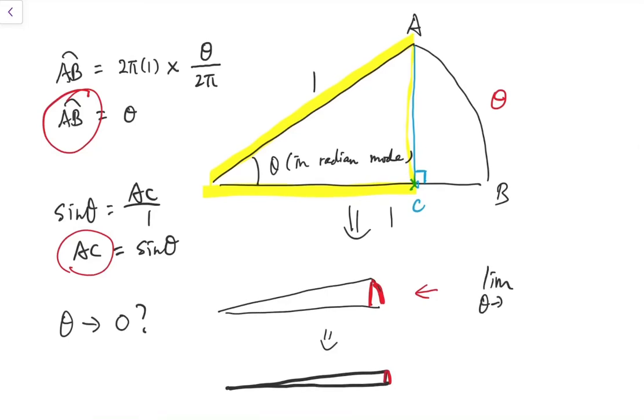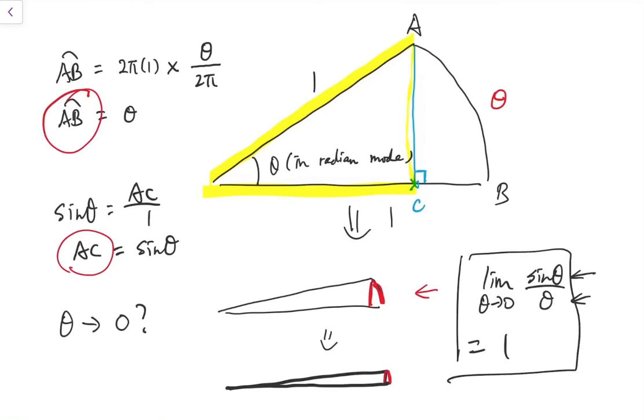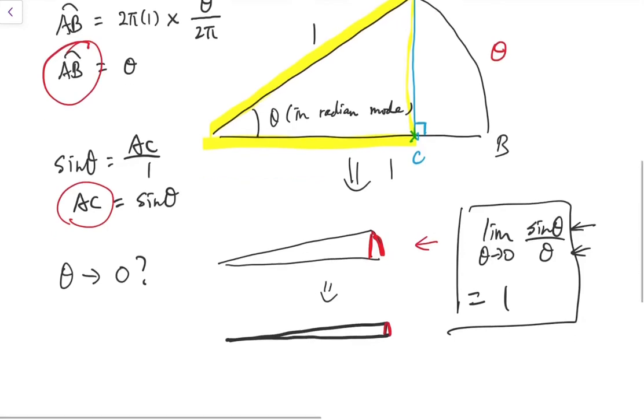So, if we just imagine in this approach, limit theta tends to 0, this is actually equal to this one, approaching each other. So finally you will get 1. Okay, so this is the second approach to understand what the limit is.